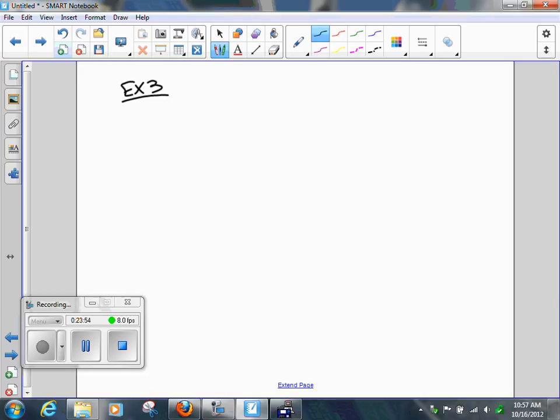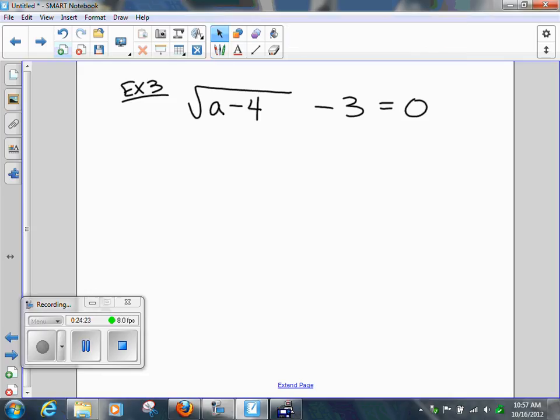If you had the square root of a minus 4, that quantity, minus 3 equals 0. What are you going to do? You still have to isolate the radical. So in order to do that, folks, what am I going to do? I hope you said add 3.